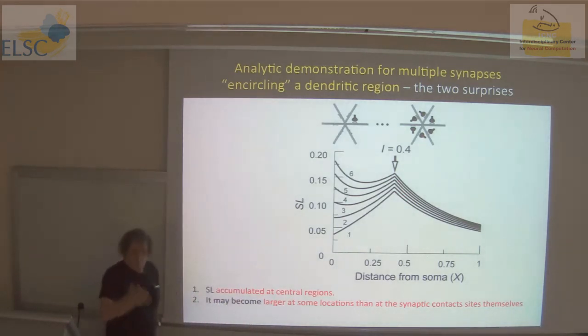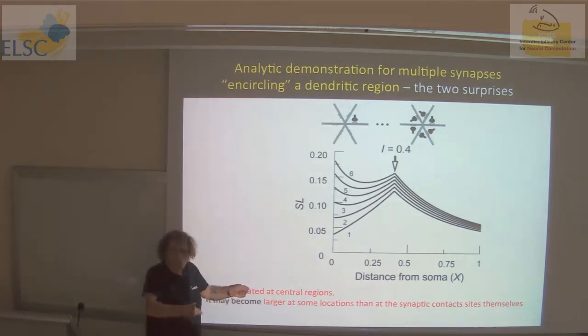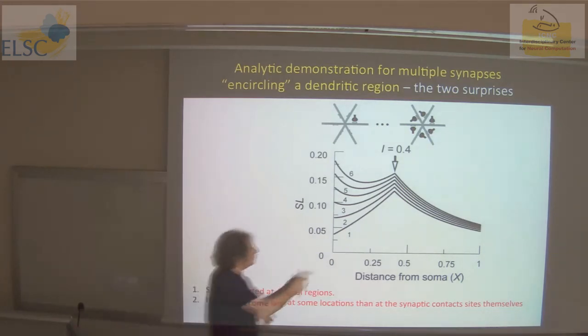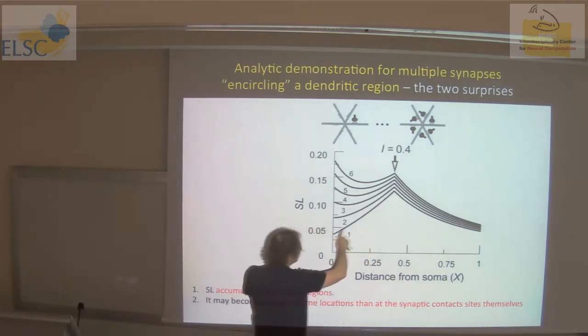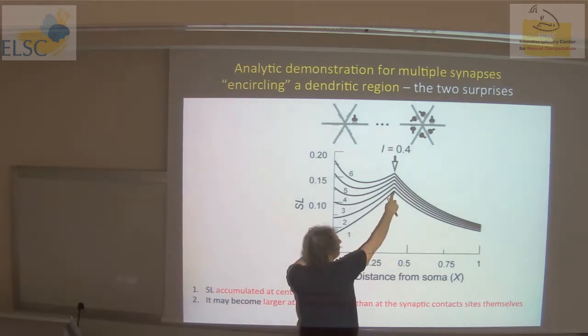Come on, you have 6 synapses there. You can create a lot of charge through them. Sorry? Why shouldn't it be higher? Because no, the question is, how does the shunt accumulate? So if you have only one synapse here, you see that the shunt, as expected, is always bigger here.